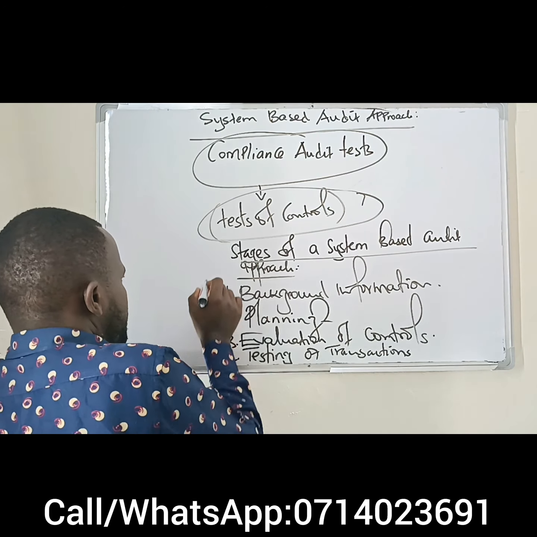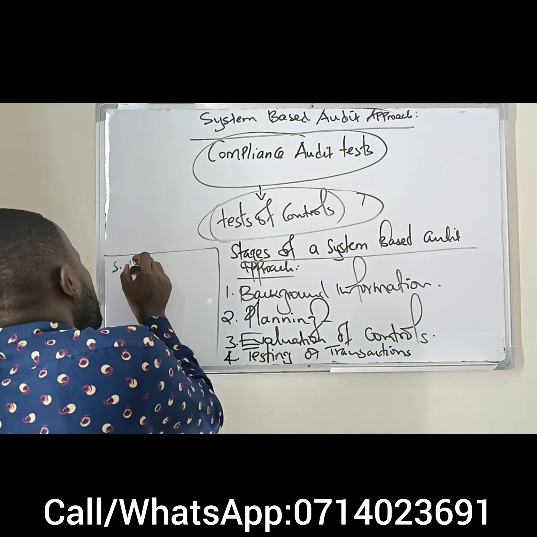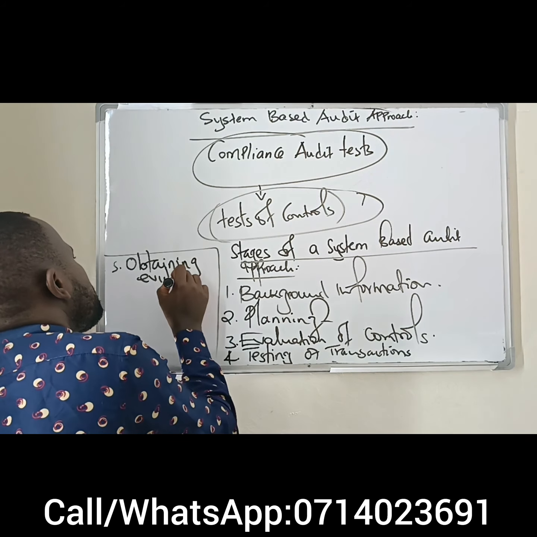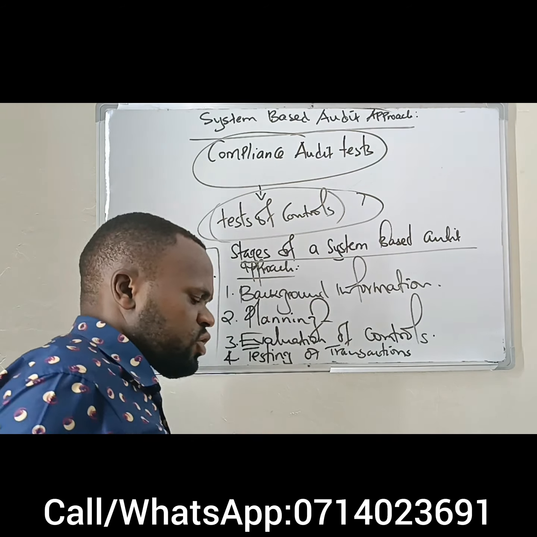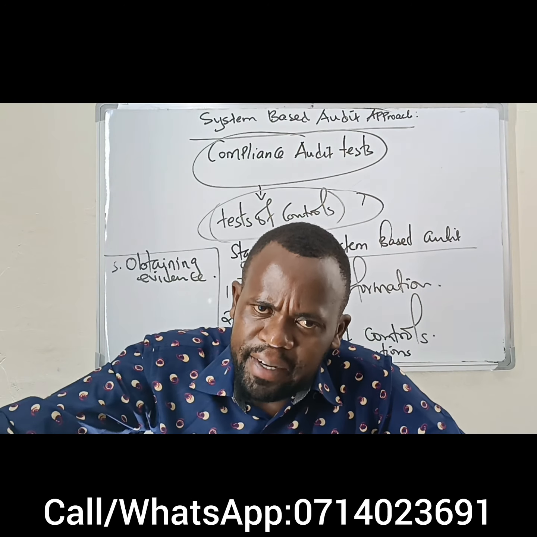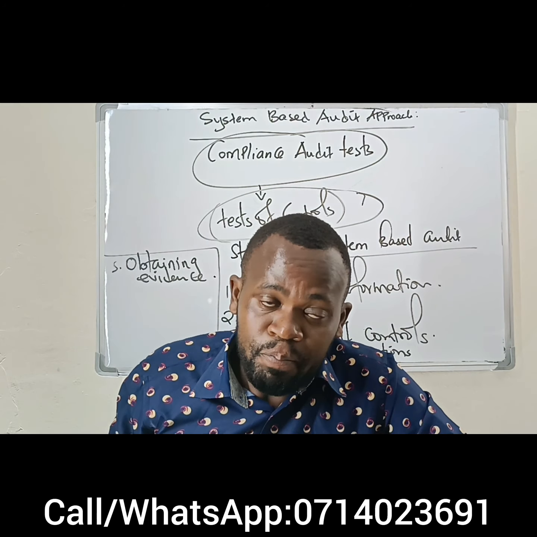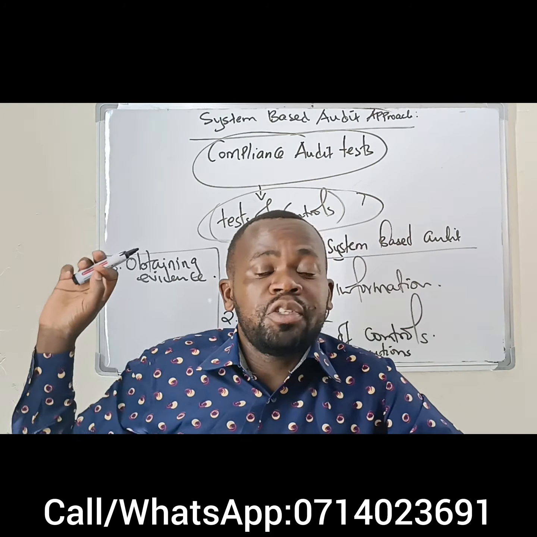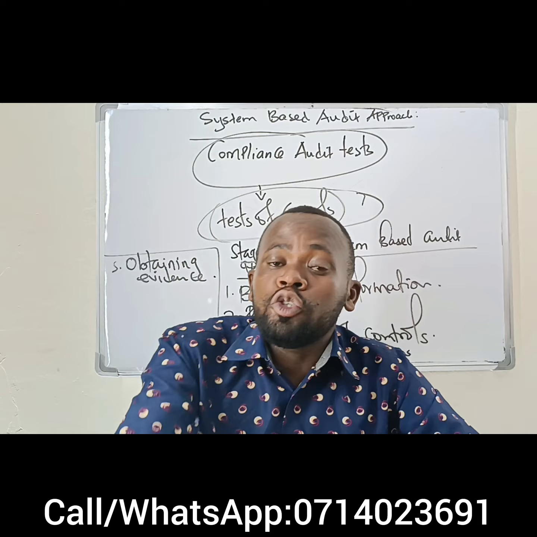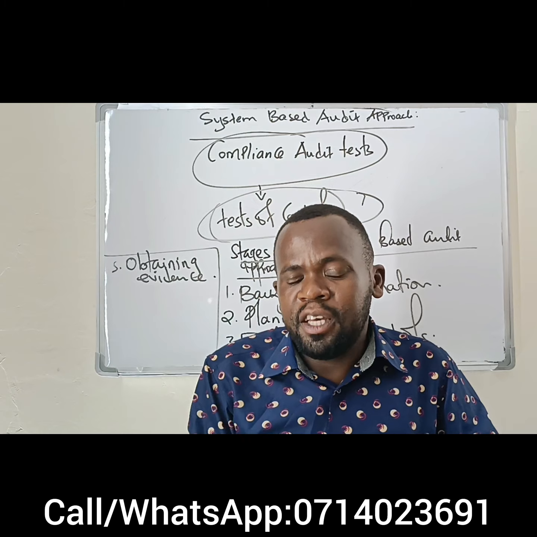Now we have processed the transactions using the system. Let me write on this part of the board the remaining procedures. Number 5. I need to obtain evidence. I need to get evidence after processing the system. This evidence will enable me to express an opinion regarding the financial statements. If the systems are okay, the evidence will say the systems are okay. If the systems are not okay, the evidence will say the systems are not okay, meaning the financial statements have some issues. So I need to obtain enough evidence to enable me, as the auditor, to express an opinion.